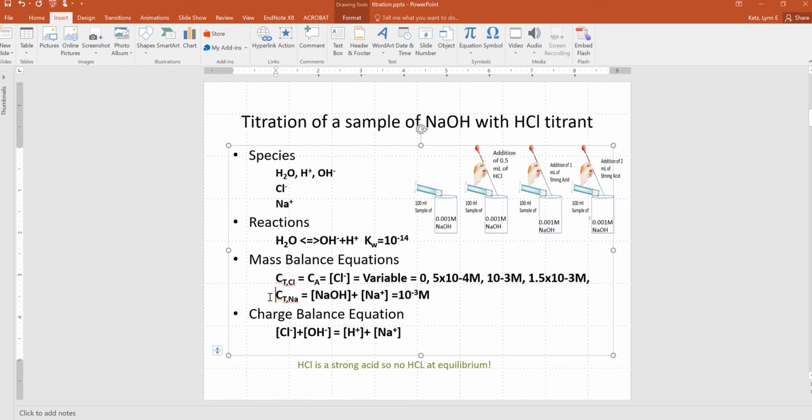In contrast, the sodium hydroxide is constant in all of the beakers because we added the same amount to each one, and that concentration is 10 to the minus 3. And again, in this case, the sodium hydroxide is completely dissociated, so C_T,Na equals [Na+], and that's equal to 10 to the minus 3 molar. Finally, the last equation is the charge balance, where you have the concentration of chloride plus the concentration of hydroxide equals the concentration of the proton plus the concentration of the sodium ion. Remember, the units of each term in the charge balance are moles of charge per liter.